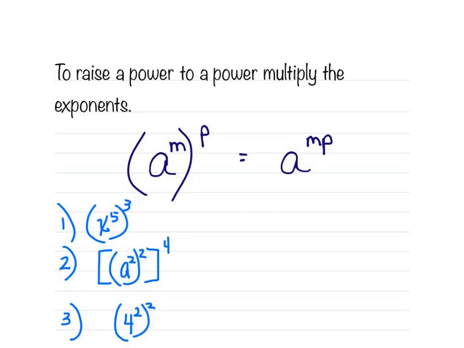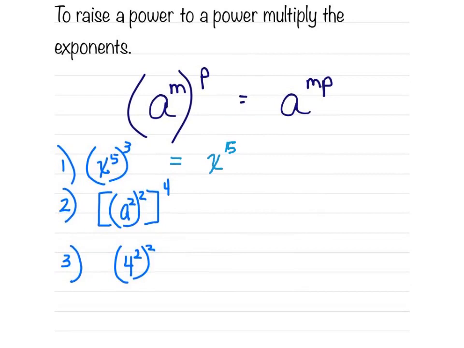To raise a power to a power, the rule says you must multiply your exponents. Please write this rule. A to the m raised to the p will equal a to the m times p. So let's practice. X to the 5th raised to the 3rd would be x to the 5 times 3, or x to the 15th power.